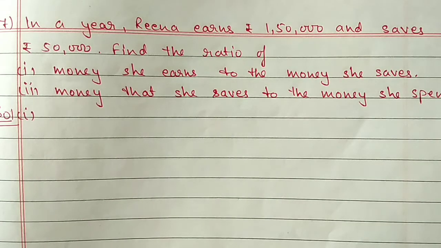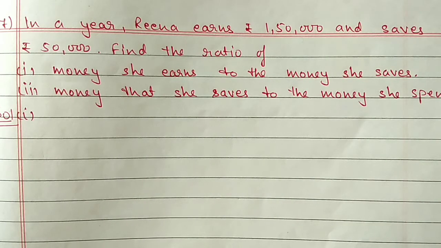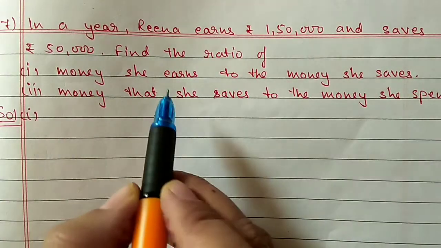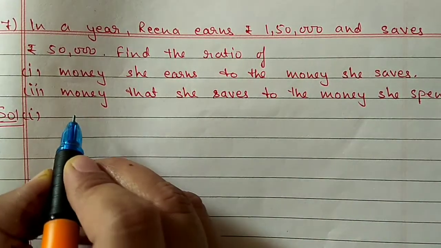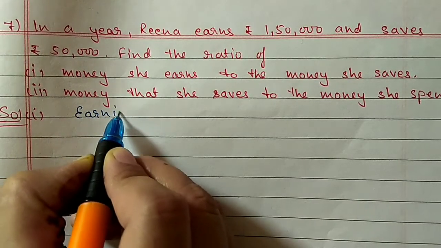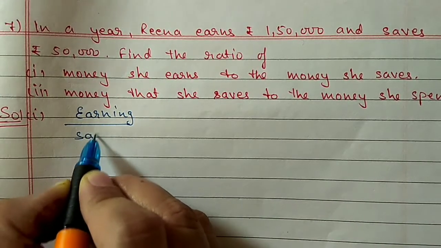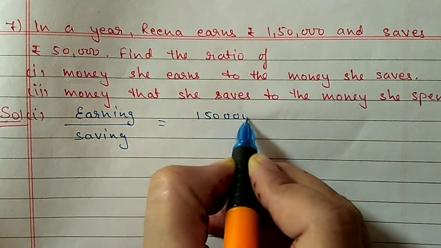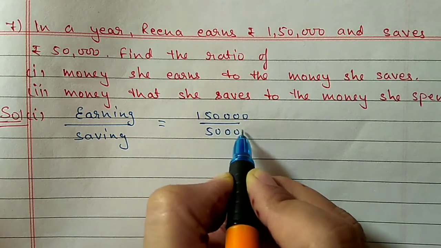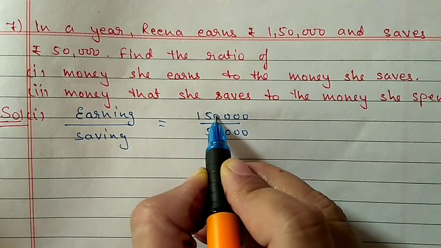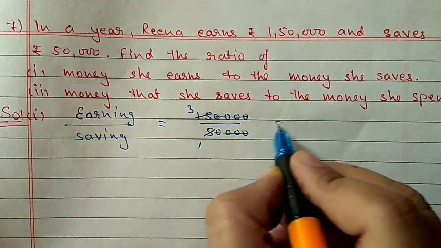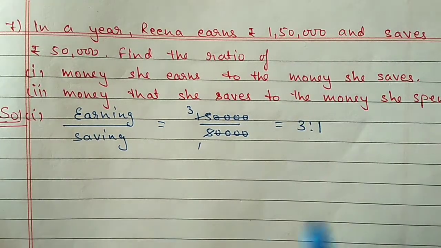Next question number 7. In a year, Reena earns 1,50,000 and saves 50,000 rupees. Find the ratio of, first part, the money she earned to the money she saves. So first, the earning and saving ratio we have to find out. Earning by saving. She earns 1,50,000 rupees and she saves 50,000 rupees. Do the cancellation. The last 4 zeros you can cancel directly. 5 1s are 5 and 5 3s are 15. So the answer is here 3 is to 1.